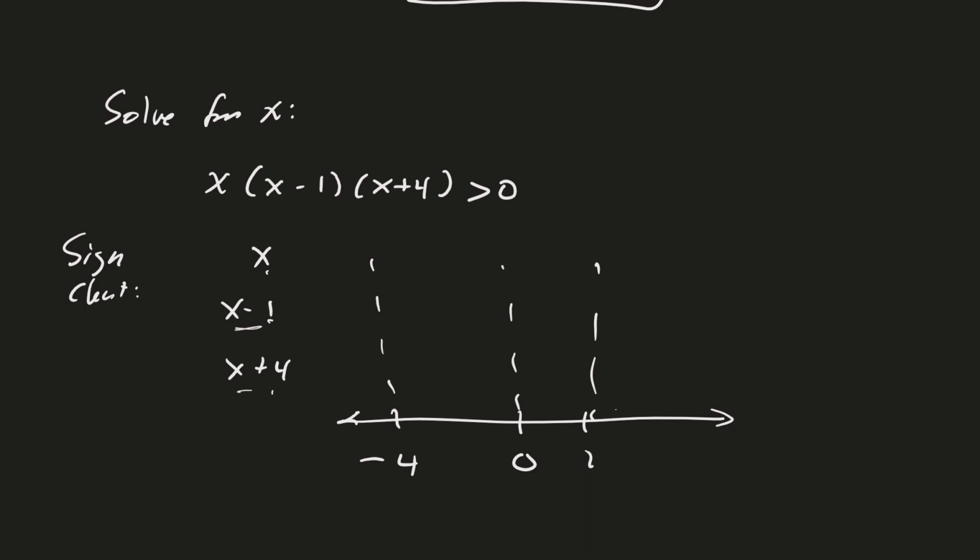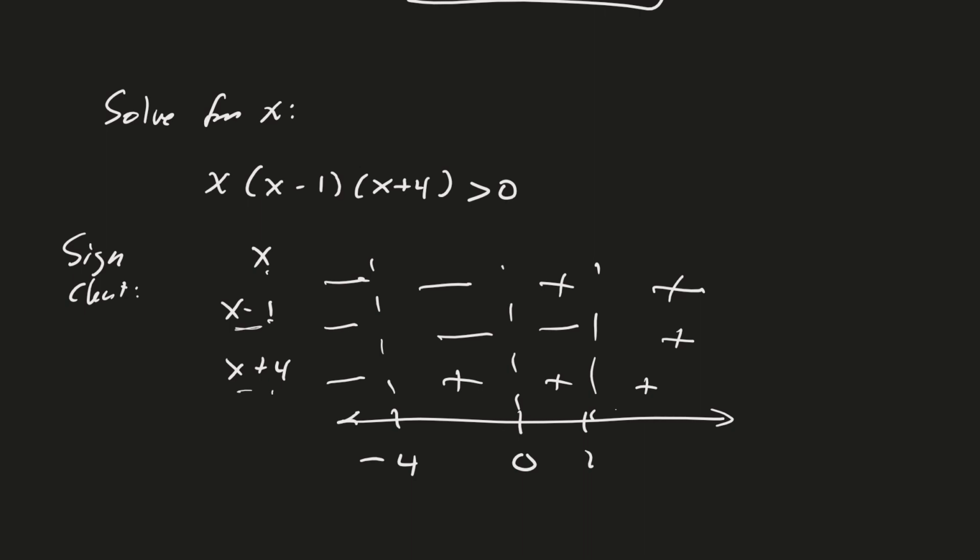into 4 regions, right? And so we go through and we put a sign in each of the regions. So x is negative here, here, positive, positive. Similarly, x minus 1 is negative, negative, negative, positive. Right? And then x plus 4 is negative, positive, positive, positive. Good. And now this makes the problem a lot easier, right?